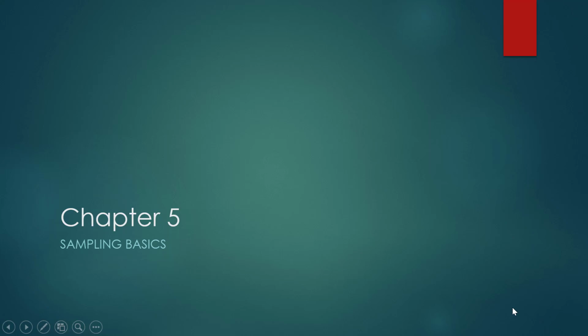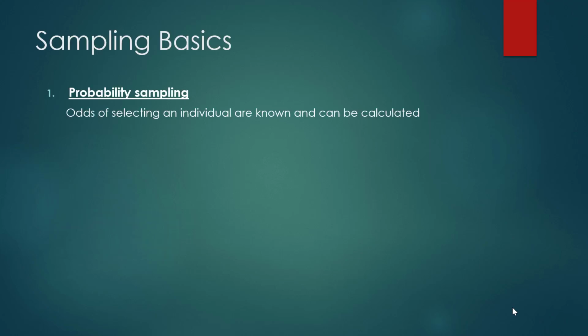In this video, we'll discuss sampling basics, so the ways that we select our samples to hopefully not get a biased sample. So there's two basic categories of sampling techniques. The first one is probability sampling.